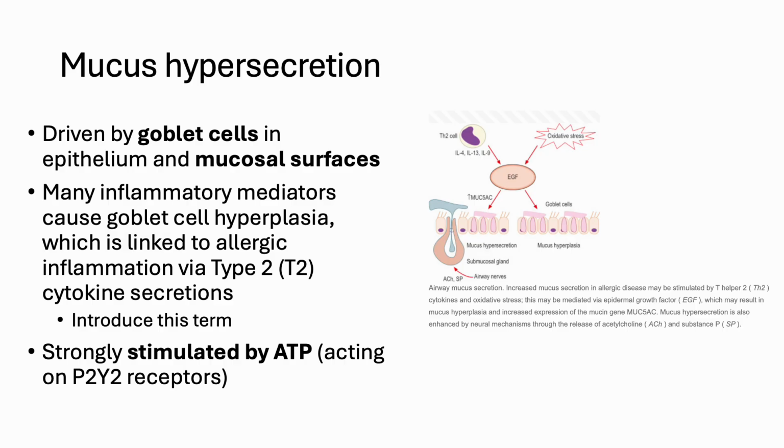This is something that I'll bring up because I thought it was interesting: ATP, which we typically think of as an energy source in our body, is a very strong stimulator of mucus hypersecretion, and it acts on these receptors. So it's just interesting to think about how our body might be able to discriminate between ATP as a metabolic factor and ATP as an inflammatory signal as well.